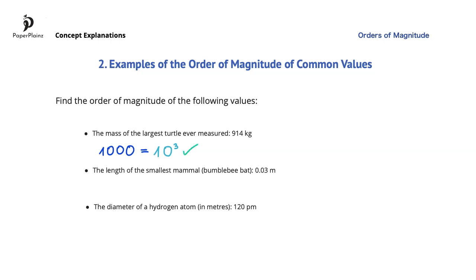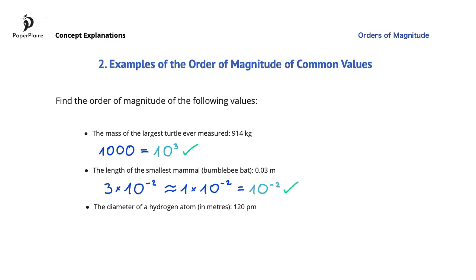For the bumblebee bat, I will convert the 0.03 into scientific notation, which is 3 times 10 to the power of negative 2. Next, I will round the 3 to the nearest power of 10, and since this number in scientific notation is always between 1 and 10, I have to round 3 to either 1 or 10. It is closer to 1, so we get 1 times 10 to the power of negative 2, and this is equal to 10 to the power of negative 2, which is the order of magnitude here.